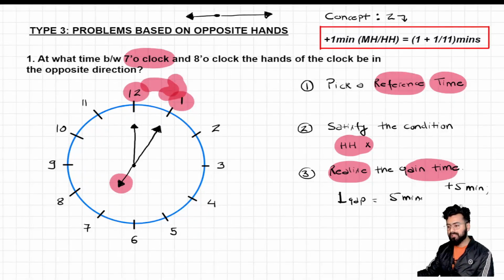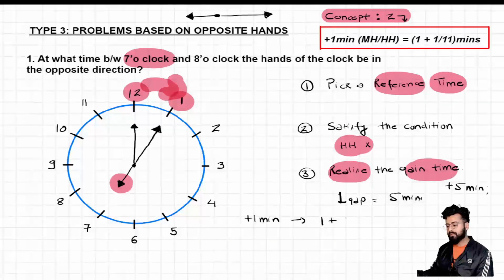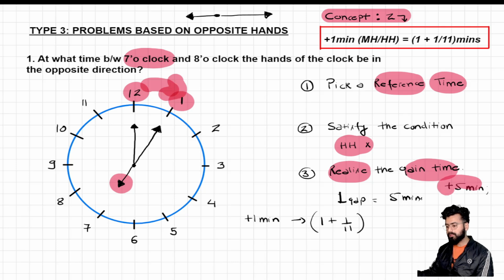Okay. Now we'll use the same concept. Concept 2. What is concept 2? To make a gain of 1 minute, minute hand takes 1 plus 1 by 11 minutes over hour hand. So let's use it. A gain of 1 minute in 1 plus 1 by 11 minutes. So to make a gain of this much, 5 minutes, how much time would it take? Simply multiply 5 plus 5 by 11.